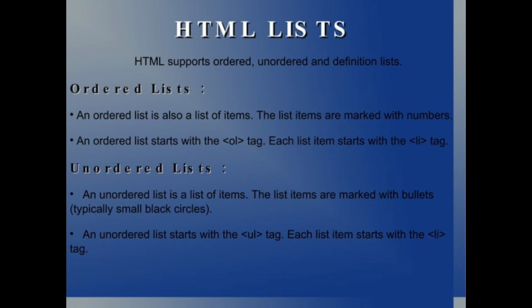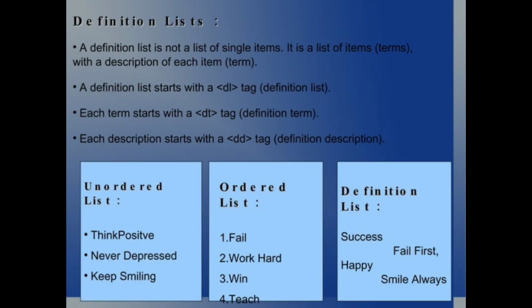Unordered list means what? An unordered list is a list of items, and the items are marked with bullets, small black circles. An unordered list starts with the UL tag, and the list item starts with LI. For both ordered and unordered lists, we use the LI tag for list items. Ordered list means OL and unordered list means UL.